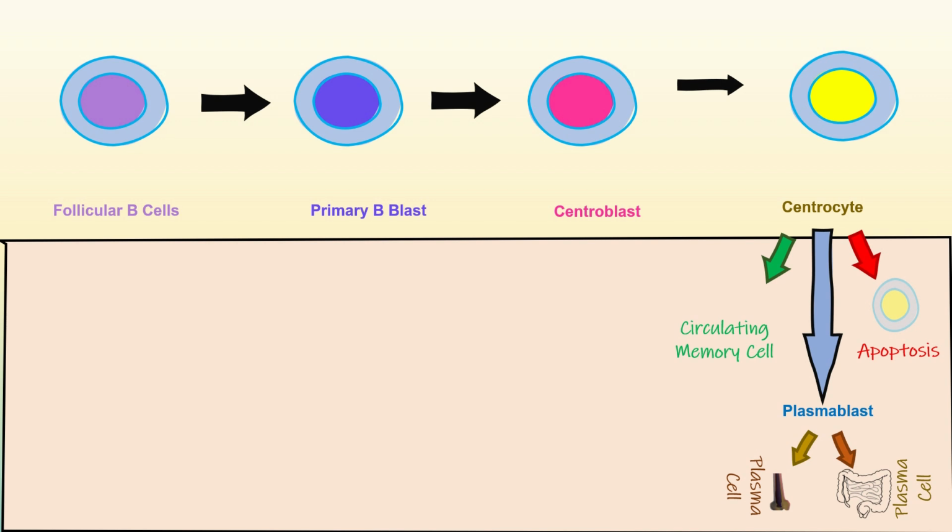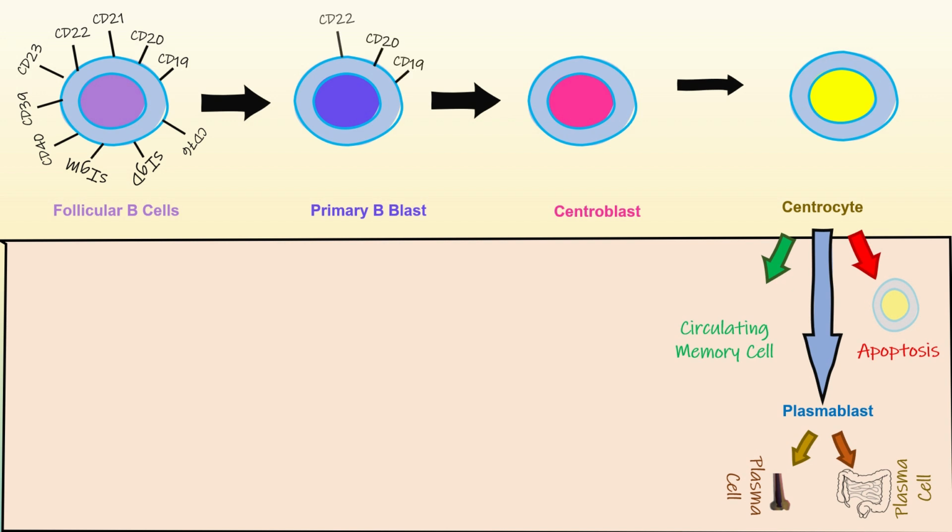Now, let's understand their profile. Follicular B cell has CD19, CD20, CD21, CD22, CD23, CD39, CD40, CD76, and IgM and IgD. Primary B blast has CD19, CD20, CD22, CD40, and IgE.